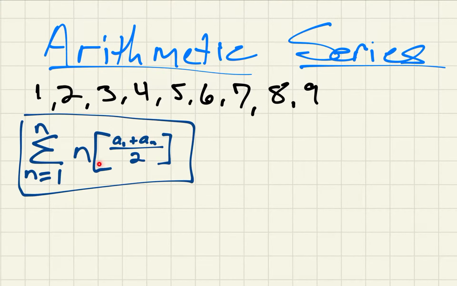So why does this work? Maybe knowing why this works will help us remember it, and maybe we'll be able to find the sum of the series regardless of memorizing the formula, just understanding what is going on here. So let's take a look.